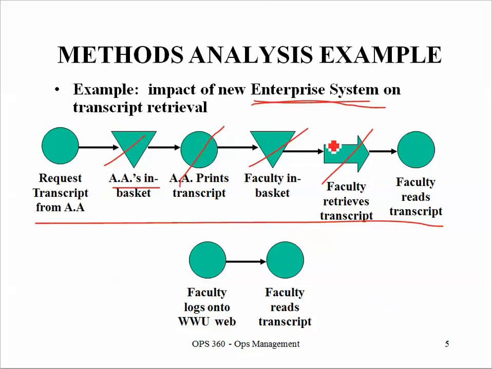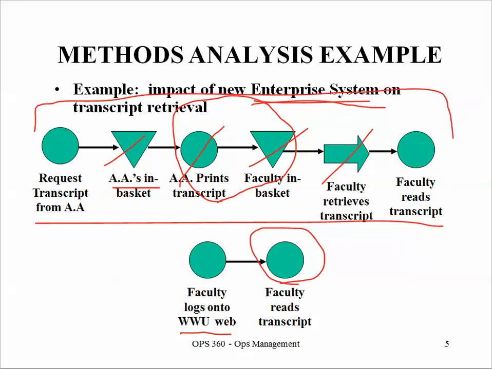So if we cut out all these steps, what happens now is we have a two-step process. The faculty member logs on to the web, or Western's web, and pulls up the transcript and reads the transcript. All right? So the process has been simplified quite a bit. We've cut out some non-value-added activity. The administrative assistant has more important things to do than to print transcripts up for faculty members. And also we've shortened the entire length of time necessary for this activity to happen.